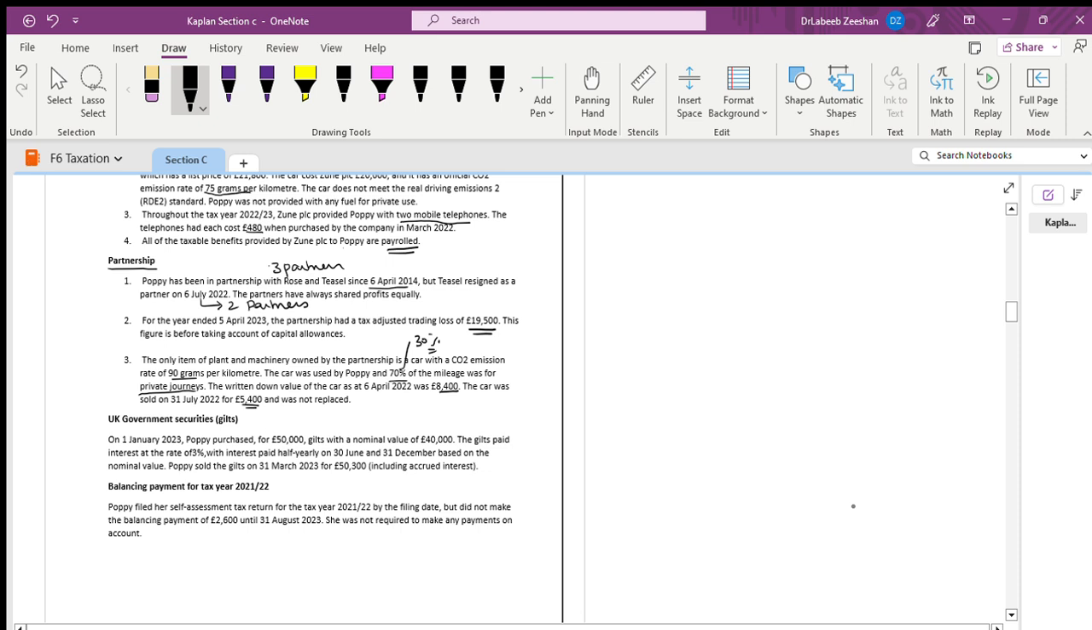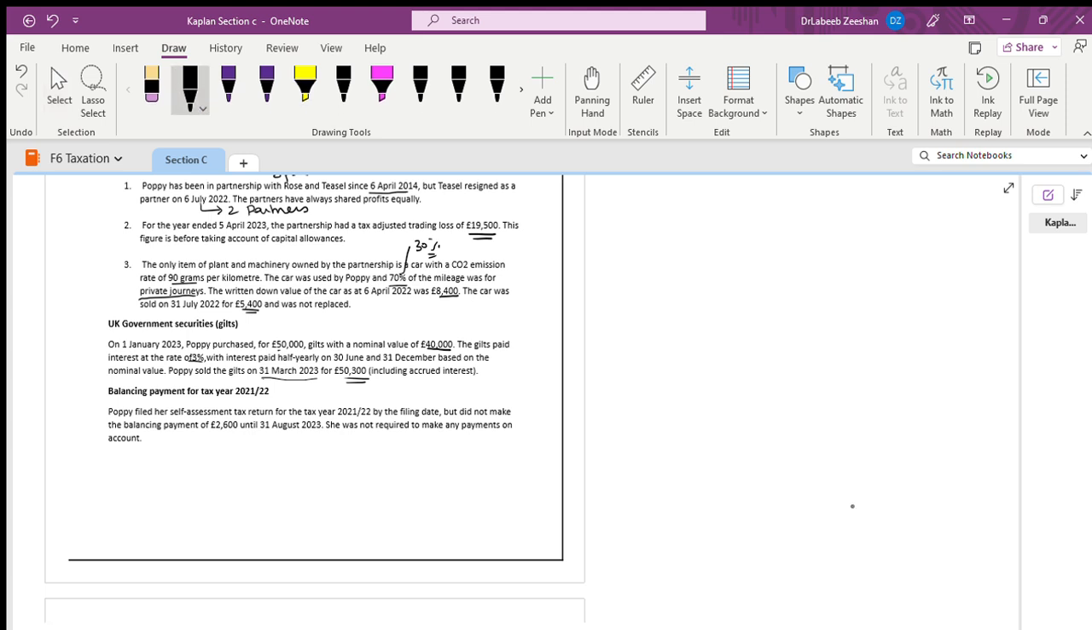Okay, they have government bonds. On 4th January, Poppy purchased 50,000 gilts. What is the value? 40,000. The gilts paid interest at the rate of 3%. The interest is paid half yearly on the nominal value. Poppy sold the gilts on 31st March for how much? 50,300.